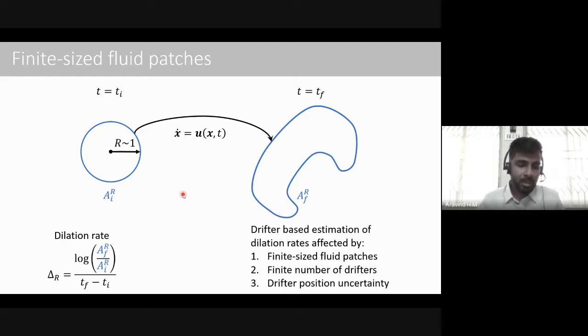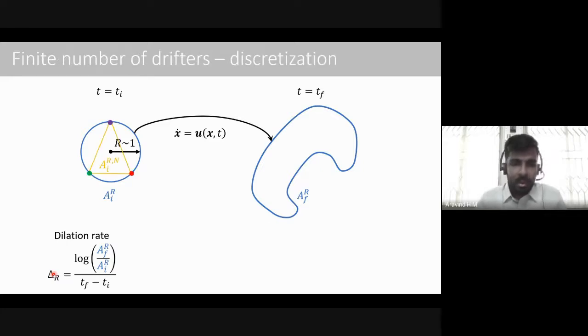All right. So now I'm interested in this area-based definition of dilation rates. Now when I start considering drifters to track the evolution of fluid patches, I'll have to end up discretizing the boundary of these fluid patches. For example, if I consider a drifter triad, I'm just going to consider regular polygons in this analysis for now. So if I start off with a drifter triad such that the vertices of the triangle lie on the circumference of an imaginary initial fluid patch, these can end up anywhere along the final boundary of the fluid patch.